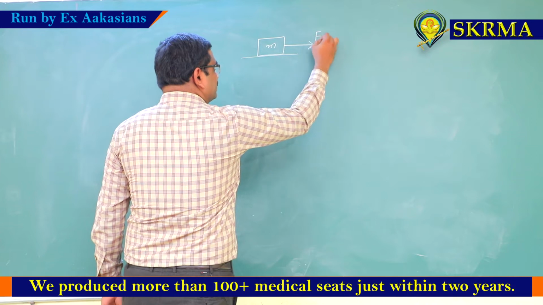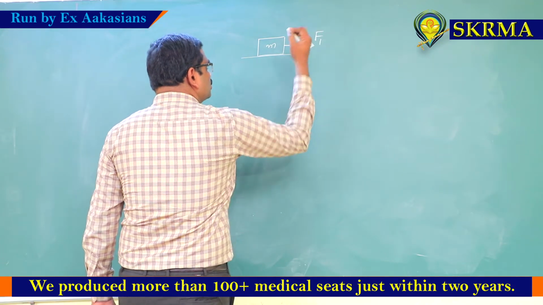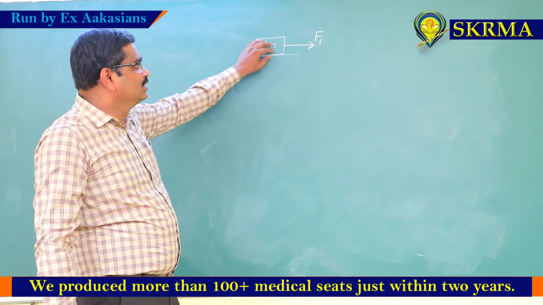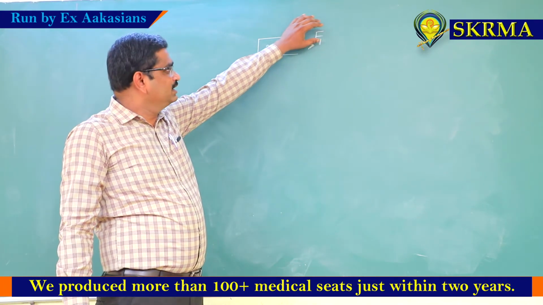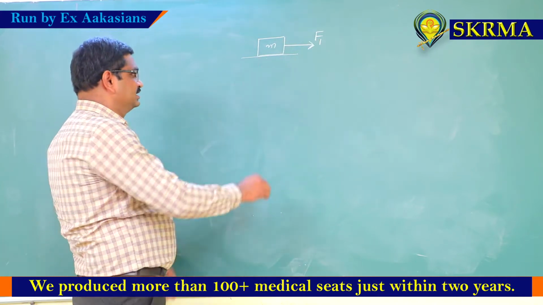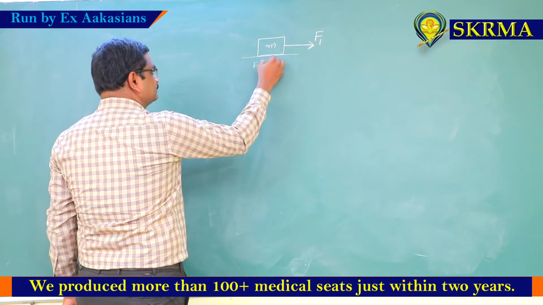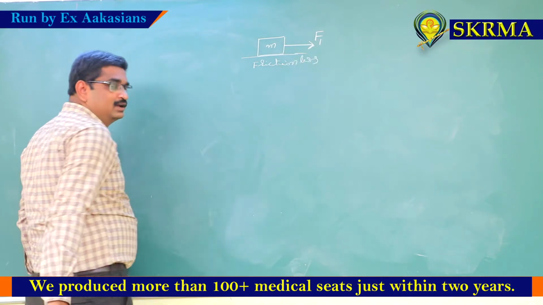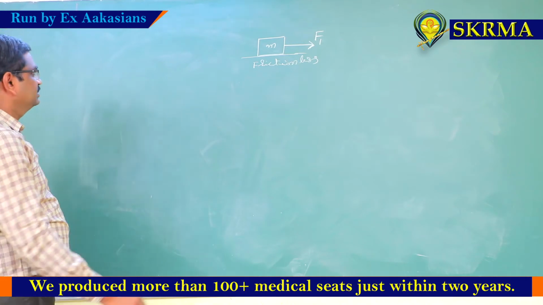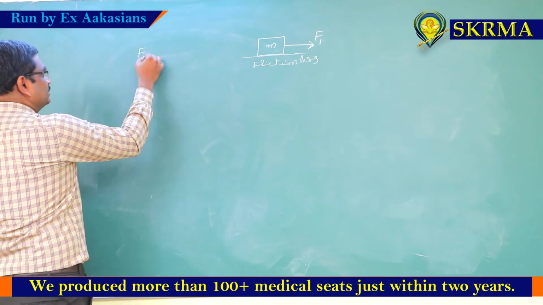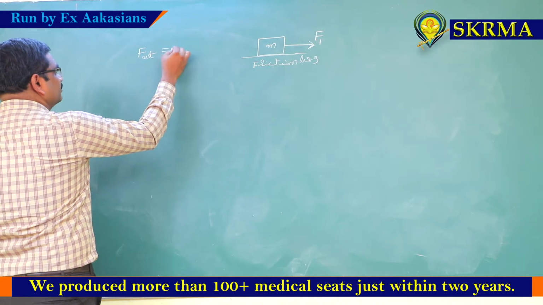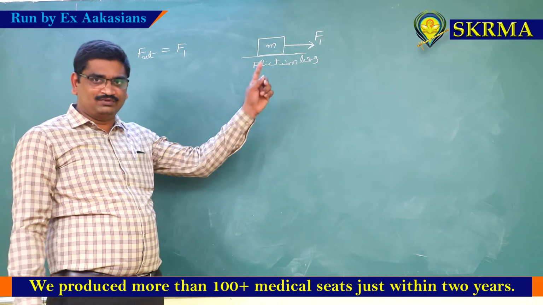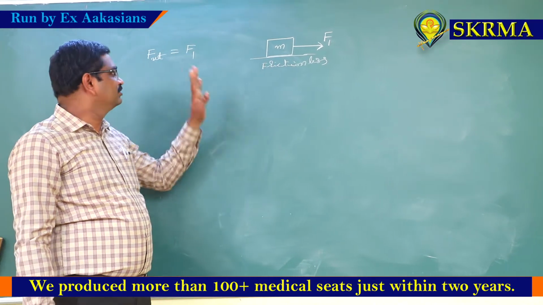A force F1 is applied on this block towards the right in the horizontal direction. This is a block of mass m. Here only one force is acting, F1. Assume that this is a frictionless surface. Now what is the net force acting on this system? Net force is F net equal to F1 only, because only one force is acting. Net force is nothing but F1.